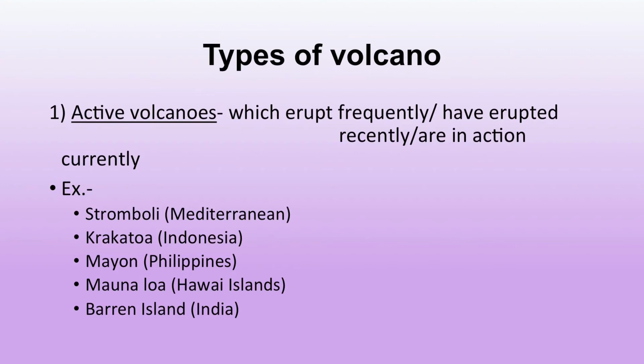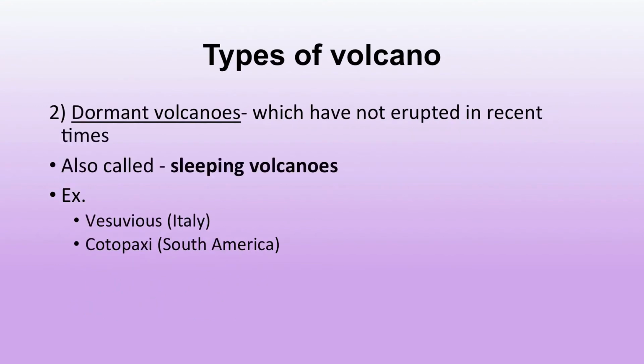Examples of these volcanoes are Stromboli, Krakatoa, Mayon, Mauna Loa and Barren Island. Barren Island is located in India, that is in Andaman Nicobar Islands. So these are the examples of active volcano that have been erupting frequently or have erupted recently or are still in action. Its eruption is taking place right now.